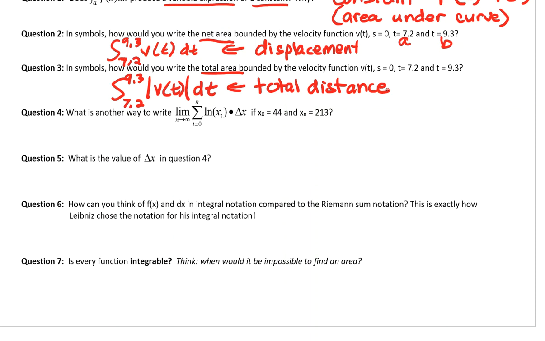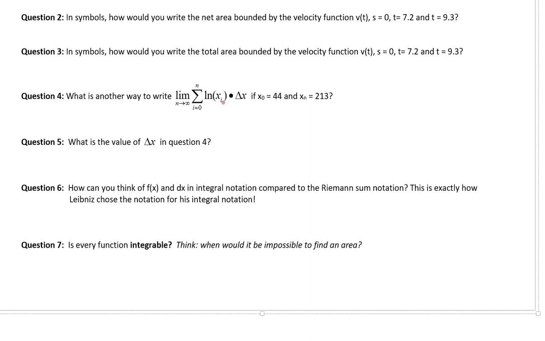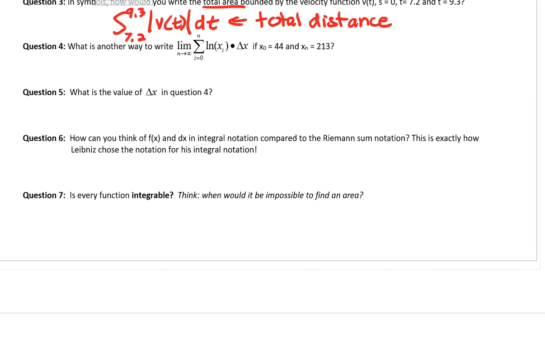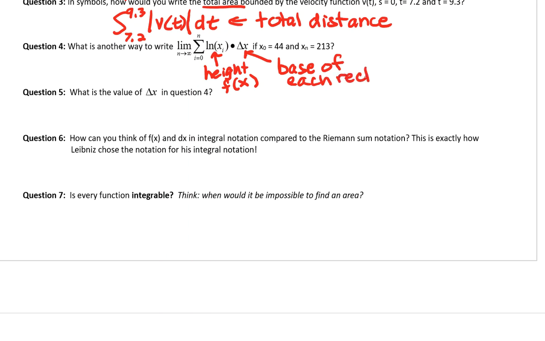Question 4, what's another way to write this? Notice we're doing n going to infinity, and here we have an f of x value. This value right here would be our height of each rectangle. That would be our f of x sub i's or f of c sub k's, depending on which textbook you're using. And our delta x represents the base of each rectangle. So this is our definition of an integral, an infinite sum of Riemann rectangles.